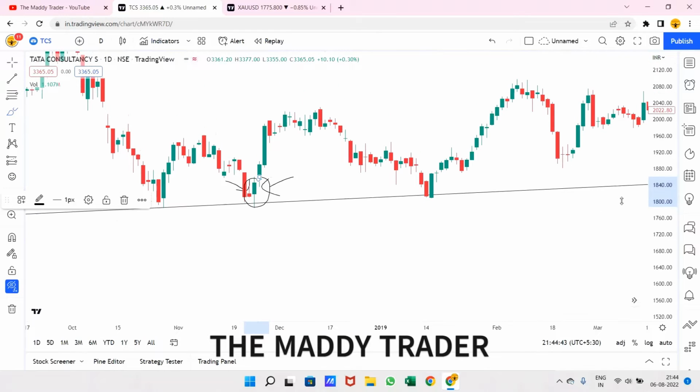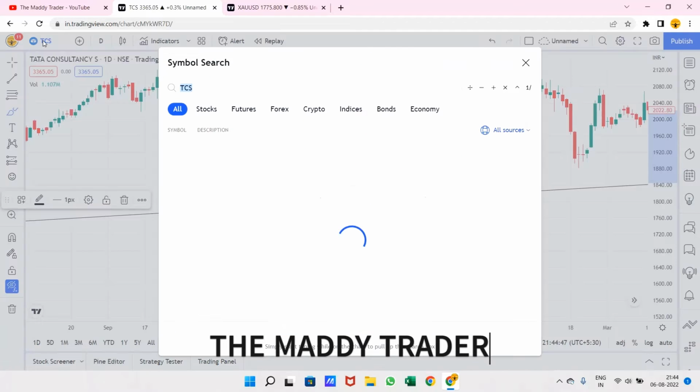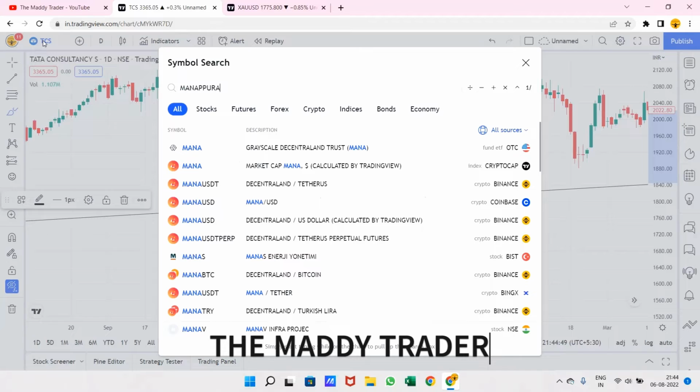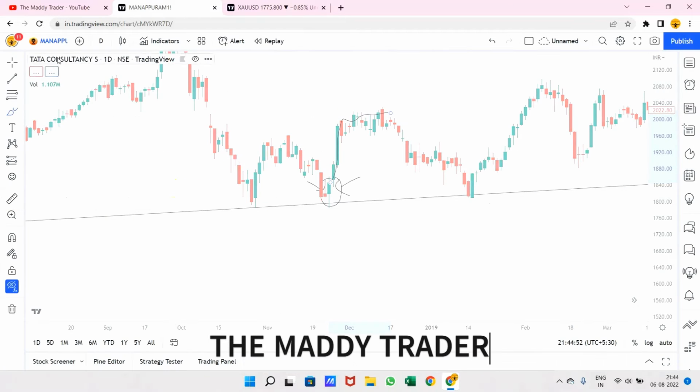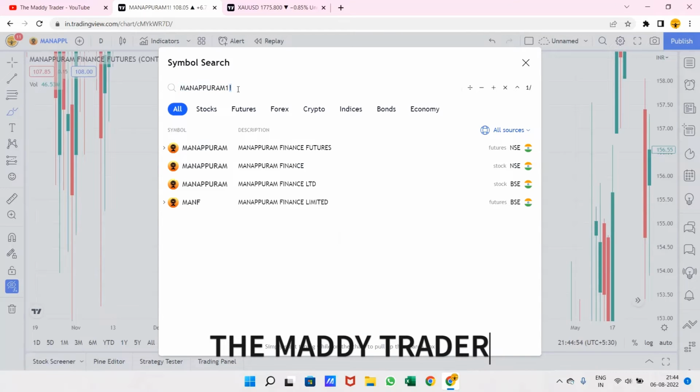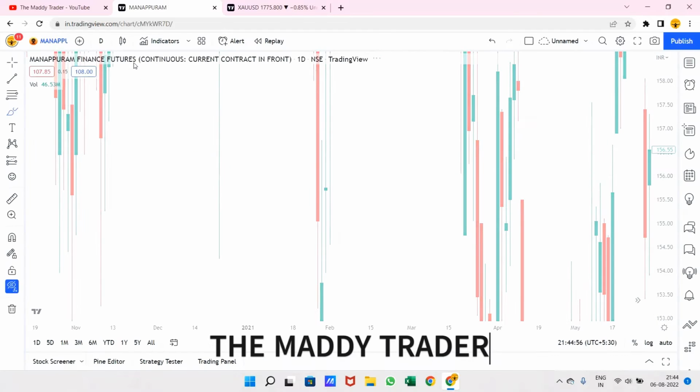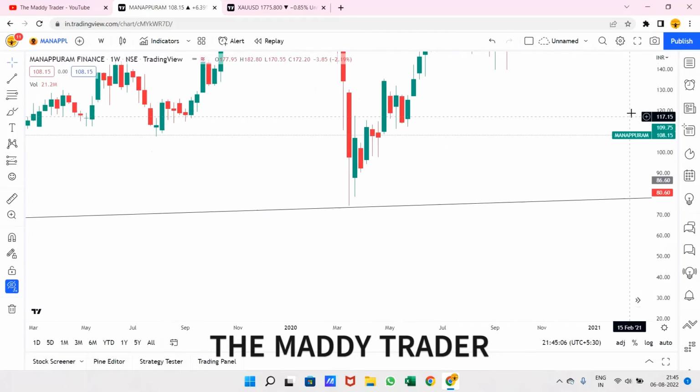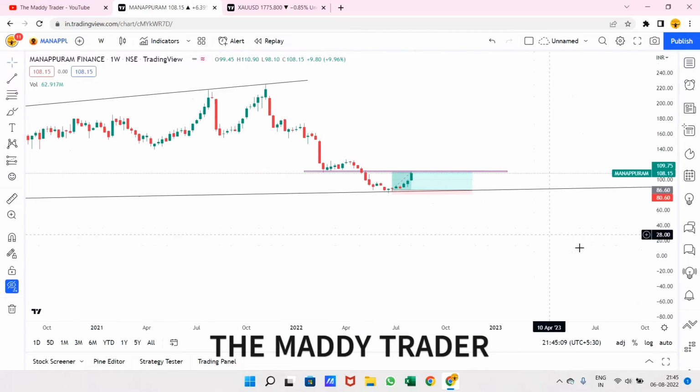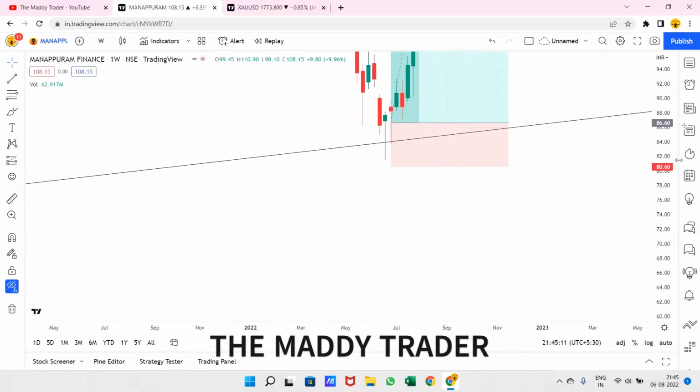This is the hammer candle that happened, and the stock price went all the way up, right? And as you can see, another stock which I took a trade in recently is Manappuram Finance. In the daily time frame, you can see that. So this is what I am talking about.